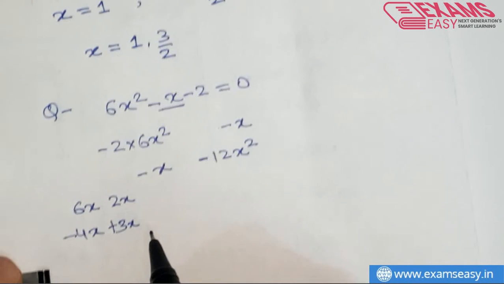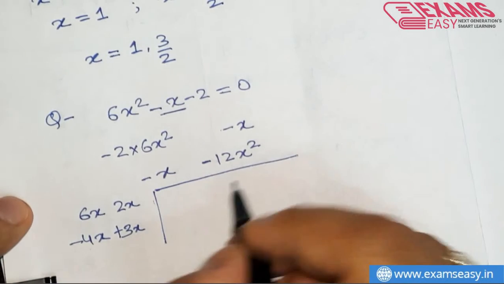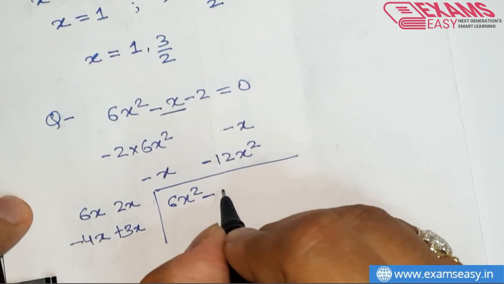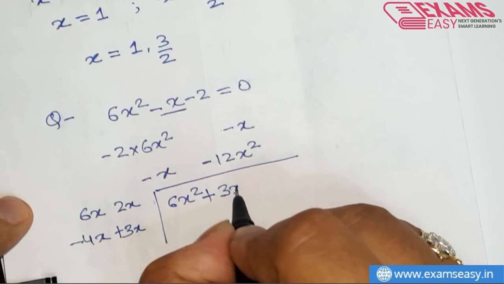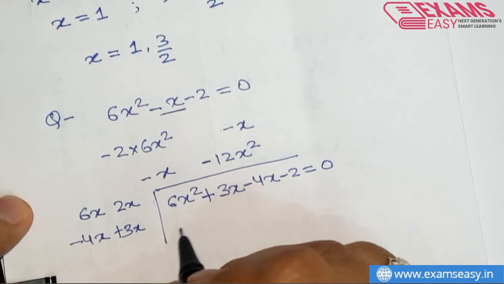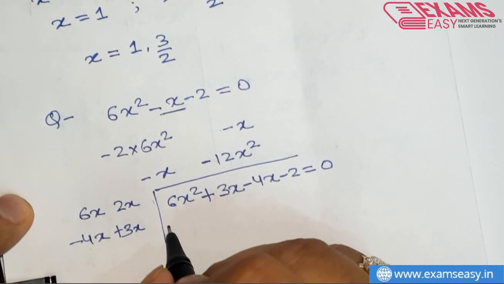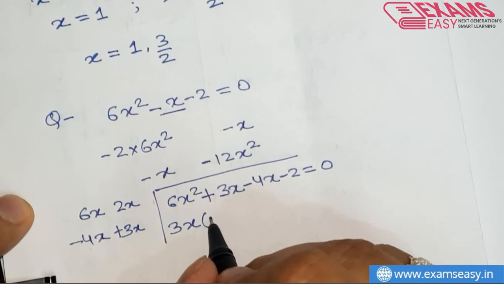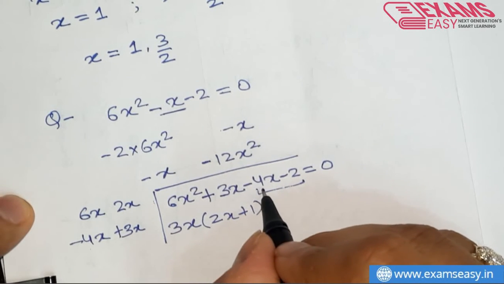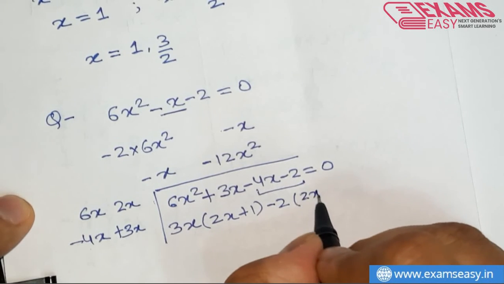So let us rewrite our quadratic equation as 6x square minus 3x plus 3x minus 4x minus 2 is equal to 0. Now let us go to the fourth step, which is to take common. So we take common 3x. In the bracket we get 2x plus 1, and in these two terms we take minus 2 as common. So minus 2 as common will give you 2x plus 1.